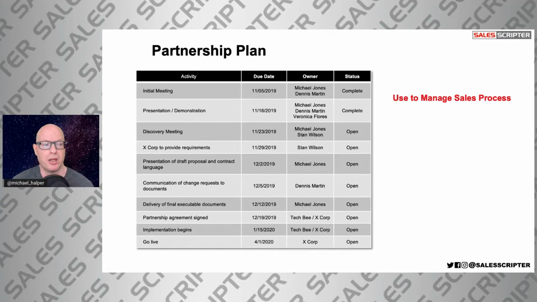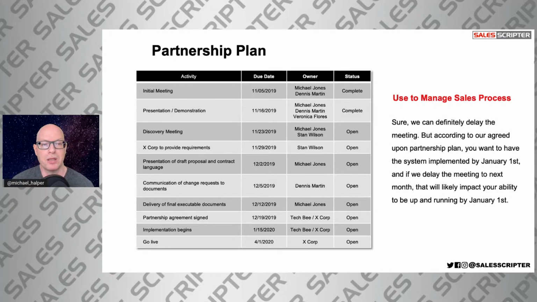So for example, let's say you agree to have some sort of call and meeting in 1 month. Then when you're confirming that meeting, the prospect says, we're going to need to delay 1 month on that meeting. Well, when this happens, you can use the partnership plan to keep everything on track by saying something like, yeah, sure, we can definitely delay the meeting, no problem at all. But according to our agreed upon partnership plan, you want to have the system implemented by January 1st. And if we delay that meeting to next month, that will most likely impact that date.